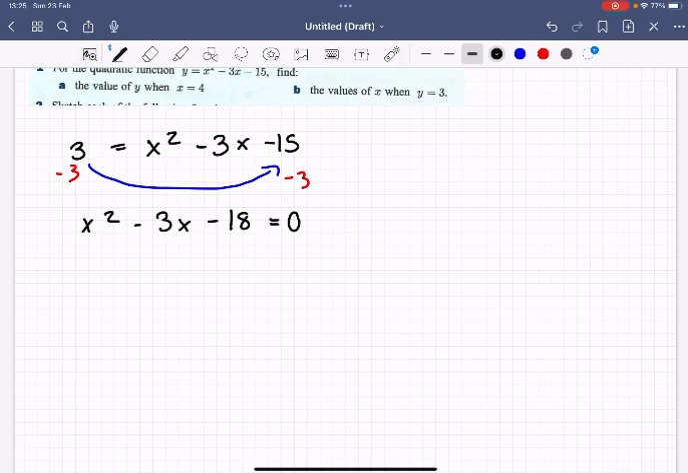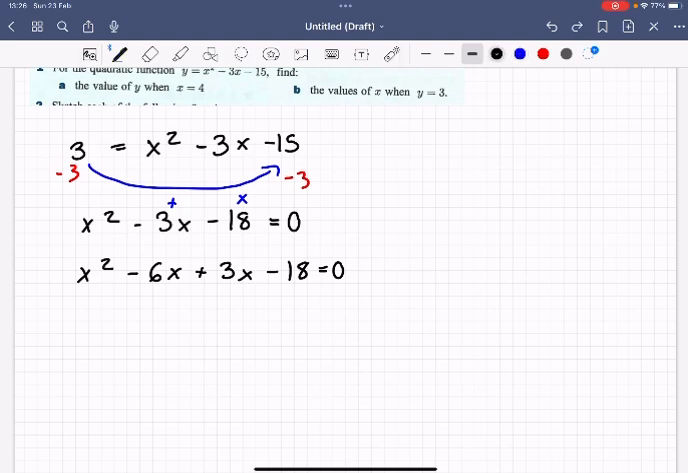So now we're going to solve it. With any quadratic, we're going to find two numbers that add to give minus 3 and multiply to give minus 18. Those numbers are minus 6 and plus 3. So we're going to rewrite it as x squared minus 6x plus 3x minus 18 equals 0. If you don't understand this, what we're basically doing is splitting this into two different numbers, because it's going to facilitate what happens next.